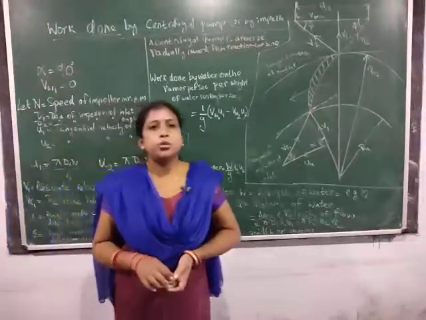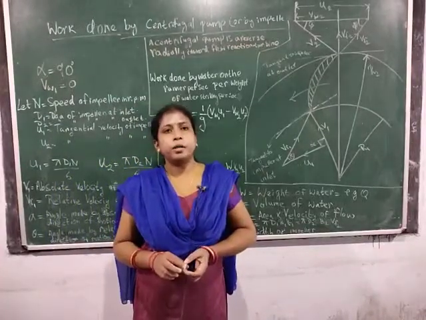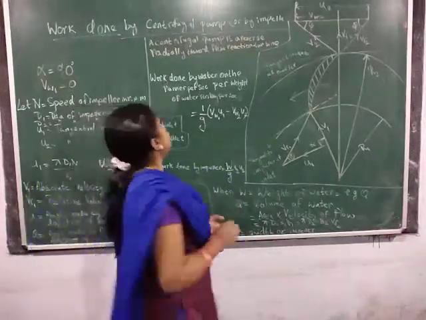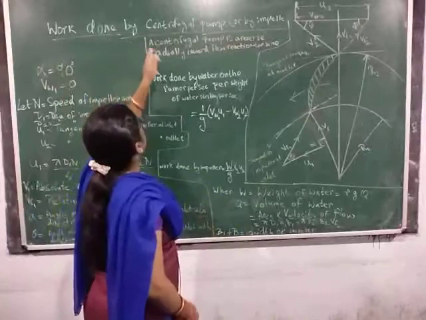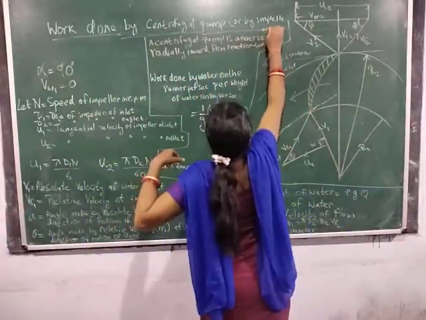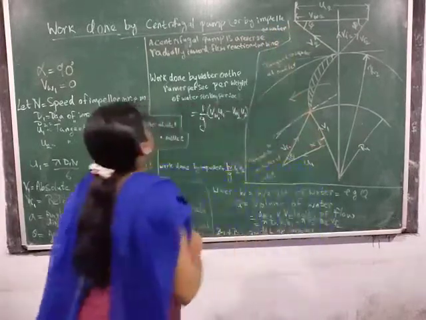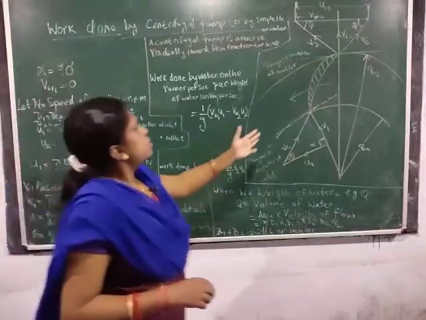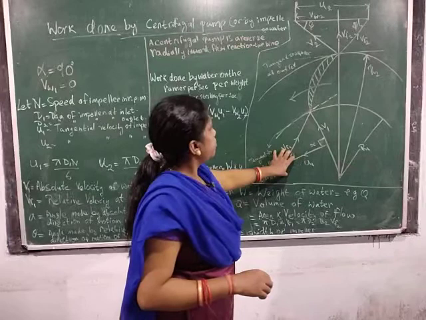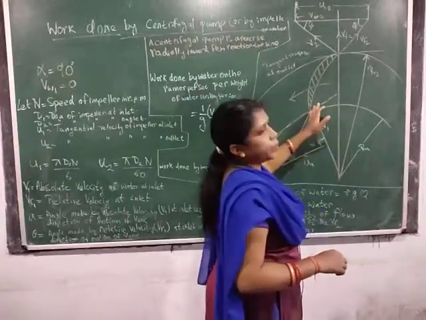Good morning students. Today we are going to learn the work done by a centrifugal pump or impeller on water. The work done by the centrifugal pump or impeller on water is given by this velocity triangle. So this is the velocity triangle at inlet. This is the vane of the impeller.